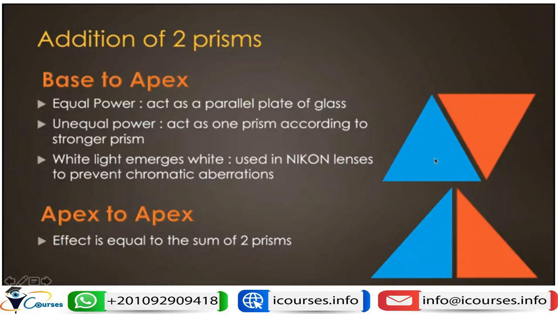If they have unequal power, the net result of the light rays will be equal to the summation of both. So the stronger prism will be the more effective prism. This prism will cause deviation of the light rays downward, and this prism will cause deviation of the light upward. So the net result, the position of the emergent ray, will be according to the stronger prism.